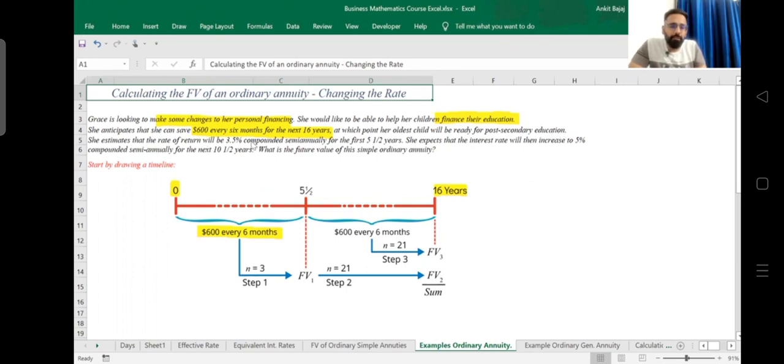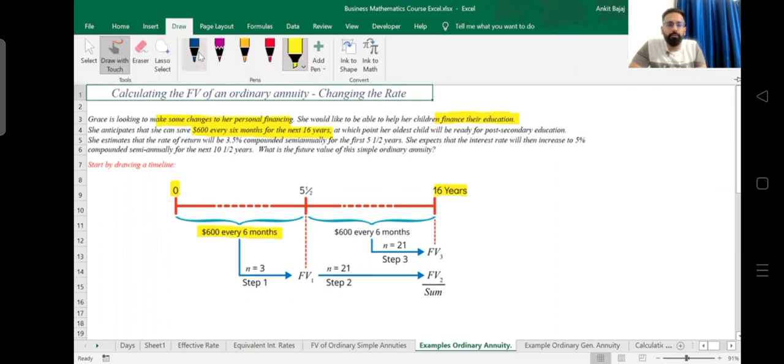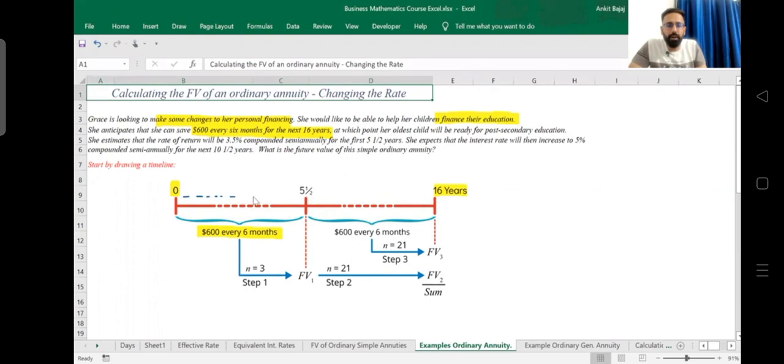She estimates that the rate of return will be 3.5% compounded semi-annually for the first 5.5 years. So for the first 5.5 years, she will be getting 3.5% interest per annum, which is compounded semi-annually, so it can be divided by 2.